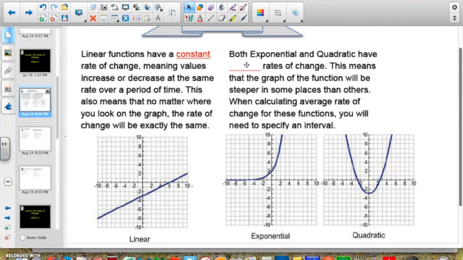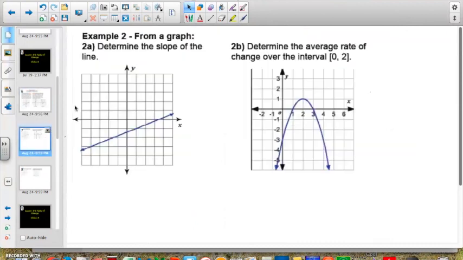However, when we look at exponential and quadratic rates of change, they're going to have what we're going to call variable rates of change. This means that the graph of the function will be steeper in some places than in others. And when calculating average rate of change for these functions, they will have to give us a specific interval that we're looking at. With a linear function, we can look anywhere on the graph since it's always going to be the same. But for an exponential and a quadratic, we're going to have to take a look at a specific interval. Otherwise, we're going to get different answers depending on where we're looking. So let's go ahead and look at how to find these straight from a graph.